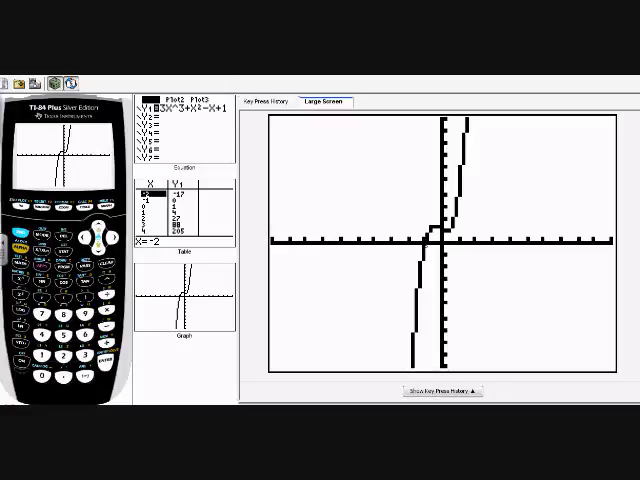Mm-hmm. Really? Did you do a Zoom 6? Do a Zoom 6, and your window should be about the same. So I think I did a Zoom 6 before. Could be the difference in the calculator. Oh, okay. So plus 1. Plus 1. Yeah.